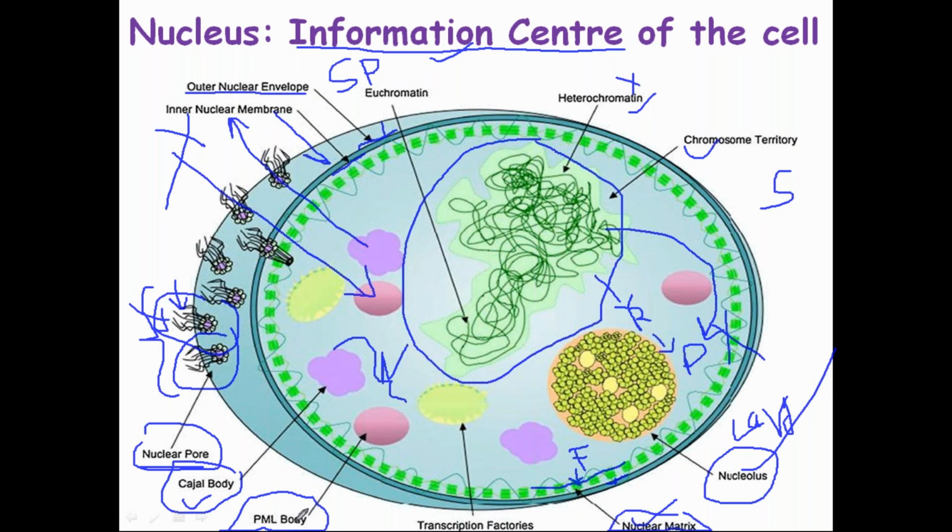And what are these PML bodies? We will see what the function is. PML stands for pro-myelocytic leukemia. It is also related to transcription. Just one word you have to remember: this one is for mRNA processing, and this one is for transcription activation. These are the two bodies related to your nucleus, the Kajal body and the PML bodies.